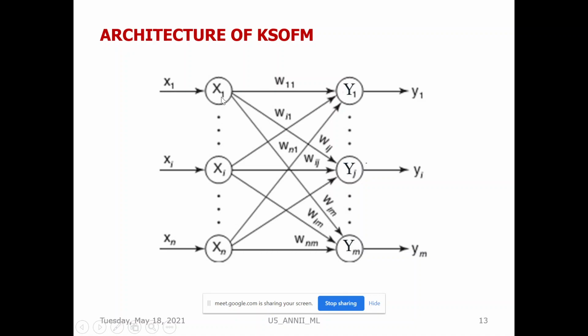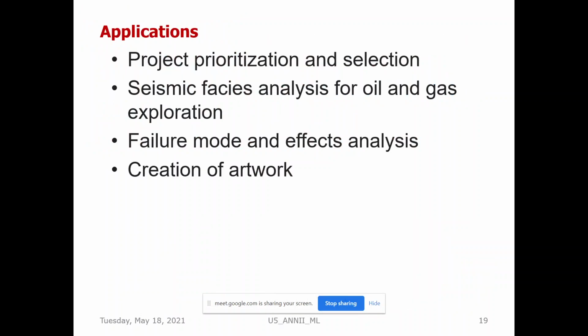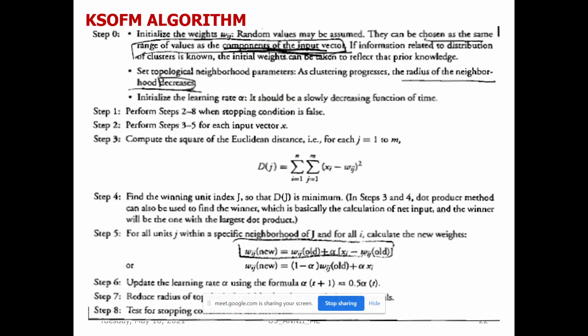So it is a single layer neural network, we could say. The architecture shows that there is no feedback and nothing is compared here. Target is not there, so it's an unsupervised algorithm. X1 to Xn and Y1 to Ym, all are connected with all. You could see the architecture. Okay, then we will go a little bit faster. Applications and everything we have discussed in yesterday's class, so we will go with the algorithm.